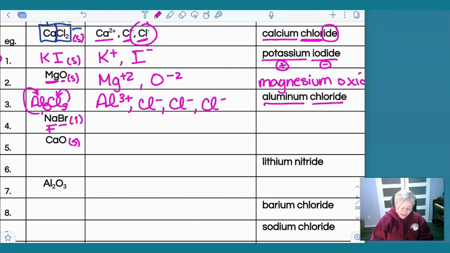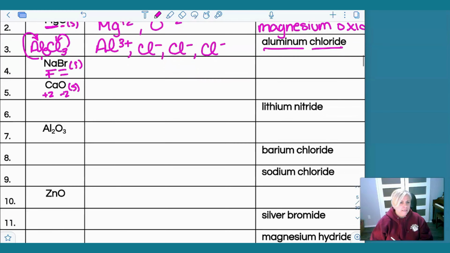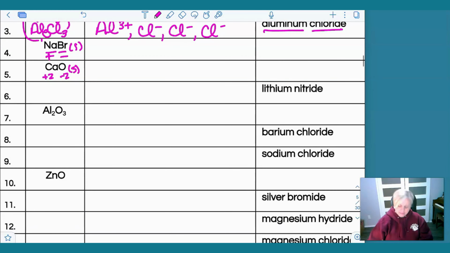Okay, sodium and bromine. There, I know offhand that they're a +1 and a -1, so they would be in a 1-to-1 ratio. Calcium has a +2 charge and oxygen has a -2 charge, so I know that would be in a 1-to-1 ratio as well. But lithium and nitride here, which is nitrogen, I know they don't cancel each other off in a 1-to-1 ratio, so we'll have a look at them.